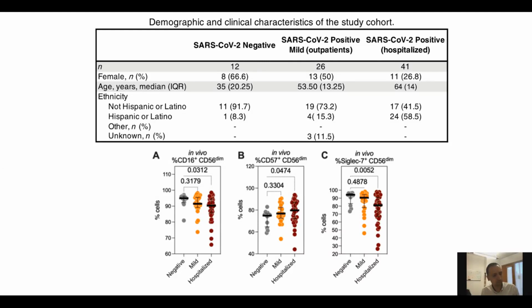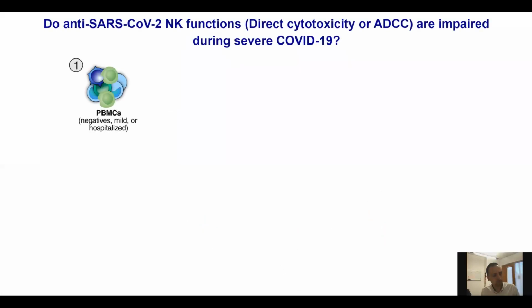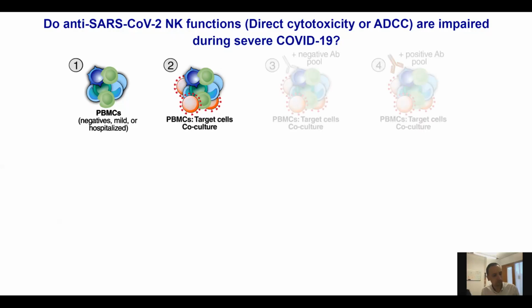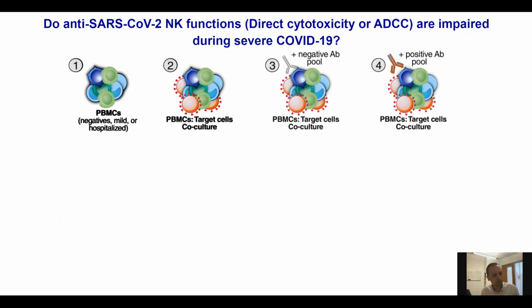Next, we wanted to ask if these NK cells have lower functionality. So we did that by either culturing these PBMCs from those negative, mild, or hospitalized COVID-19 patients by themselves, or co-culturing them with target cells, a cell line that is expressing SARS-CoV-2 spike protein. We did this co-culture between the PBMCs and the target cells also in the presence or absence of an antibody that is non-specific for SARS-CoV-2 or a SARS-CoV-2 specific antibody in order to evaluate ADCC.